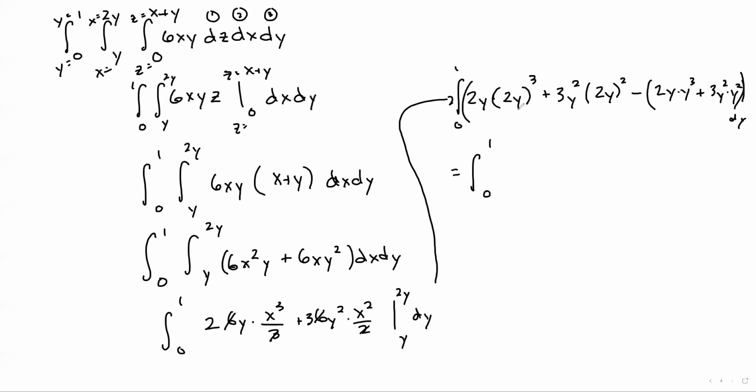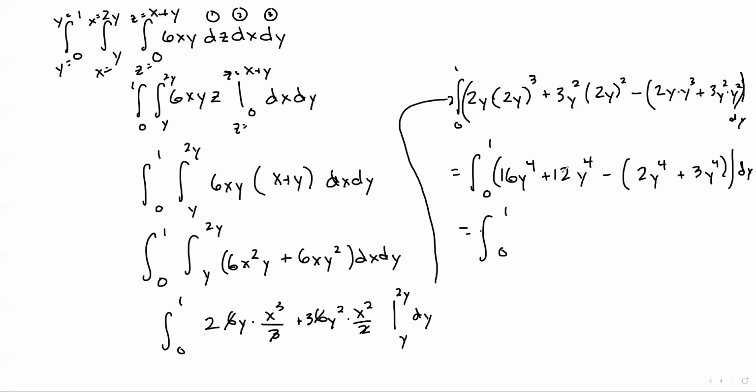So what we got here, so that's going to be 8y cubed. So we have 16y to the 4th. And then we're going to have, what we got there, 4 times 3, so we're going to have 12y to the 4th. And then minus 2y to the 4th plus 3y to the 4th. And then one more here, 0 to 1. We got what, 28 minus 5. So we're going to have 23y to the 4th dy. And so the antiderivative, that's going to be 23y to the 5th over 5, 0 to 1, and we get 23 fifths.